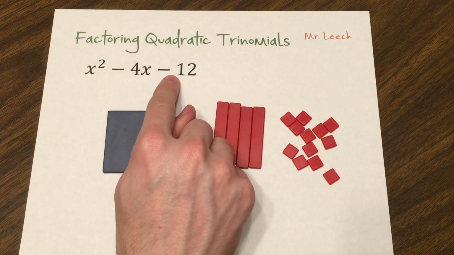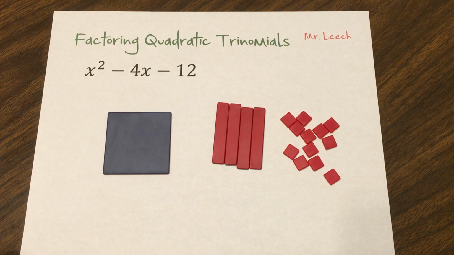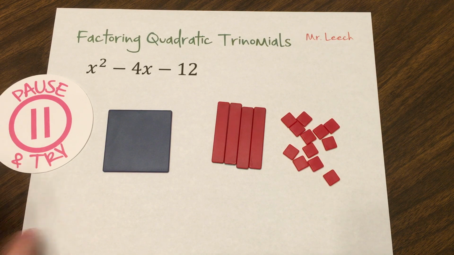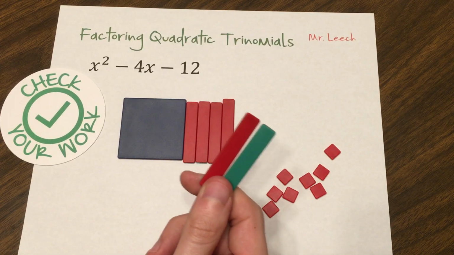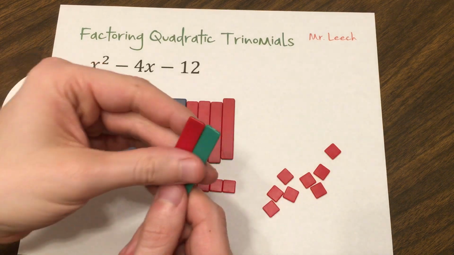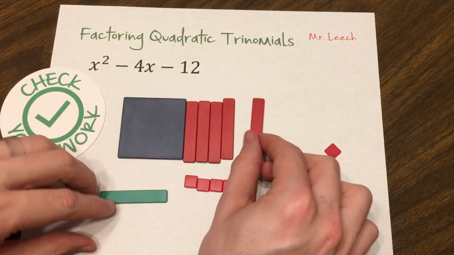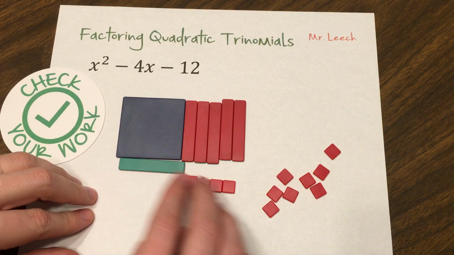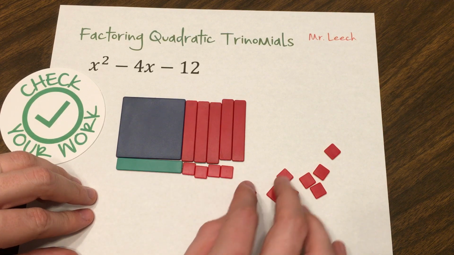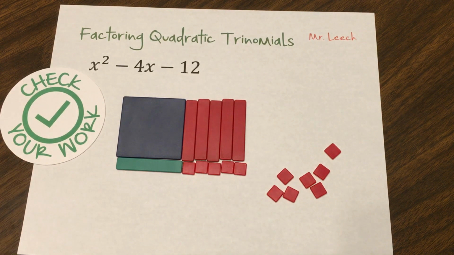It's similar with our negative 12, but this time it's a negative 4x in the middle. So pause and try this on your own. I'm ready to add in my first pair of 0x. So I'm going to add the negative x with the other negatives and the positive x here. I can start a row. Clearly I'm going to need to keep going.